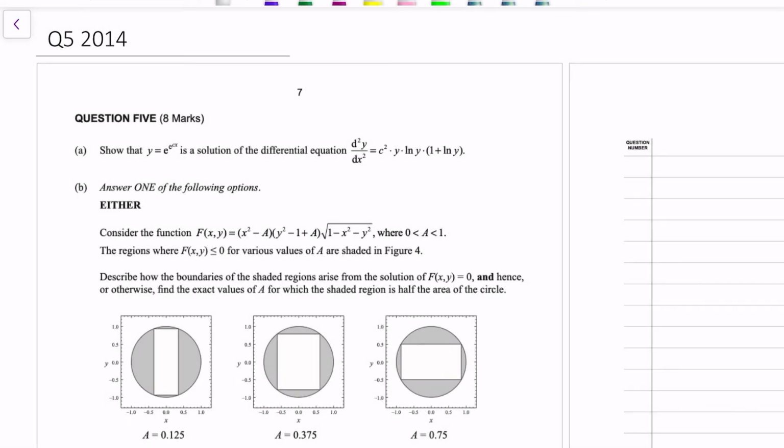Kia ora and welcome to this video on question 5 of the 2014 Scholl Calc exam. Again, two options here. The first one is a nasty differential equation which we're given the solution to, so fortunately we don't need to integrate it.